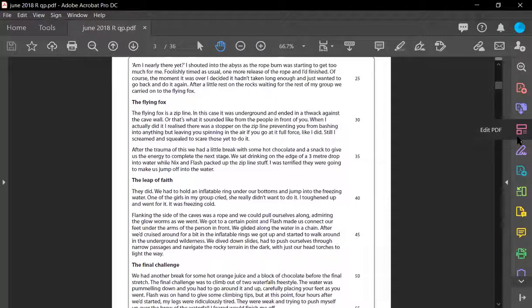Okay, shall we continue? Sure. Am I nearly there yet? I shouted it into the abyss as the rope burn was starting to get too much for me. Flawlessly timed as usual, one more release of the rope and I had finished.